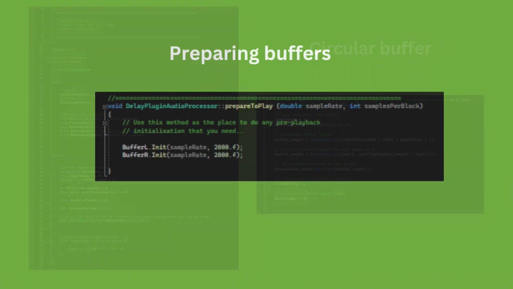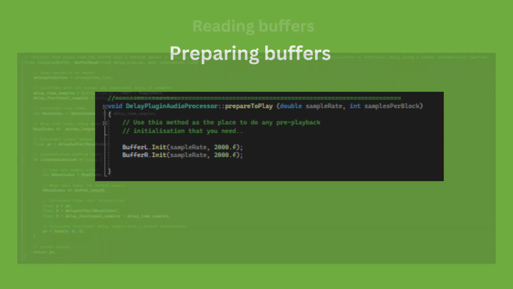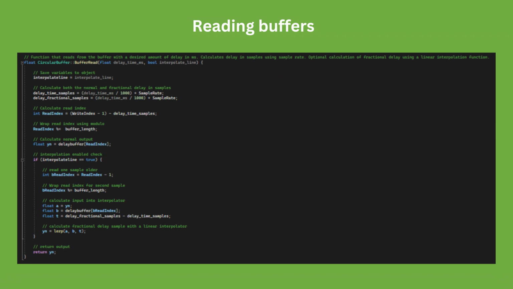So this is in the JUCE plugin itself. In the prepare to play method, we will initialize our buffer. So we take the sample rate from JUCE, and in this example, the maximum delay time is 2 seconds, so 2000 milliseconds. In our buffer read function, it takes an input variable of the delay time in milliseconds, and there's a Boolean option to interpolate the delay time.